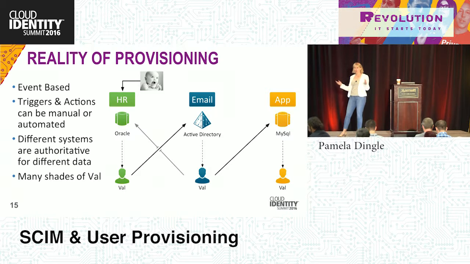And that's fine. We want it to be fluid. We just don't want it to be divergent. We want it to be based on some authoritative source, rather than having copies of data in places that never get updated.